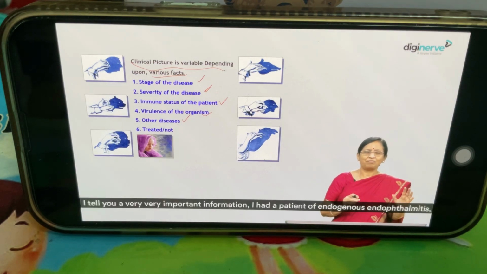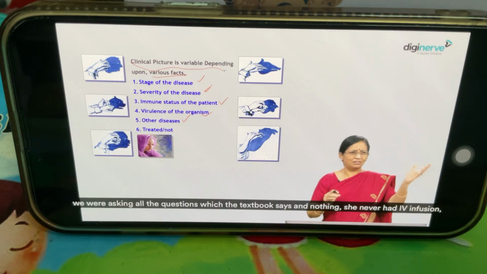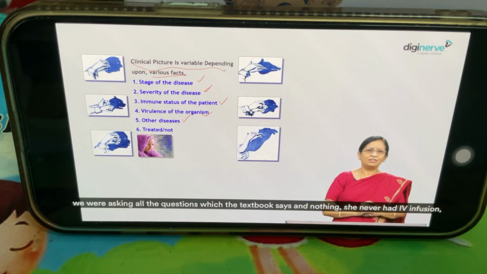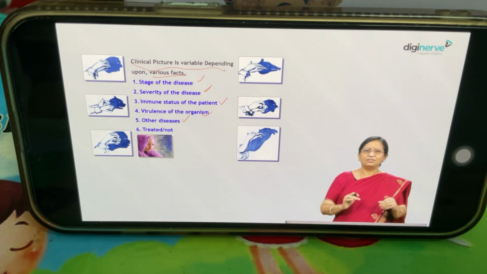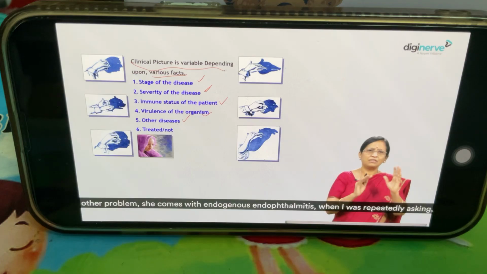I had a patient with endogenous endophthalmitis. We were asking all the questions which the textbook says, and nothing. She never had an IV infusion, she never had a urethral catheter, she never had abdominal surgery, she never had any other problem. Yet she comes with endogenous endophthalmitis.